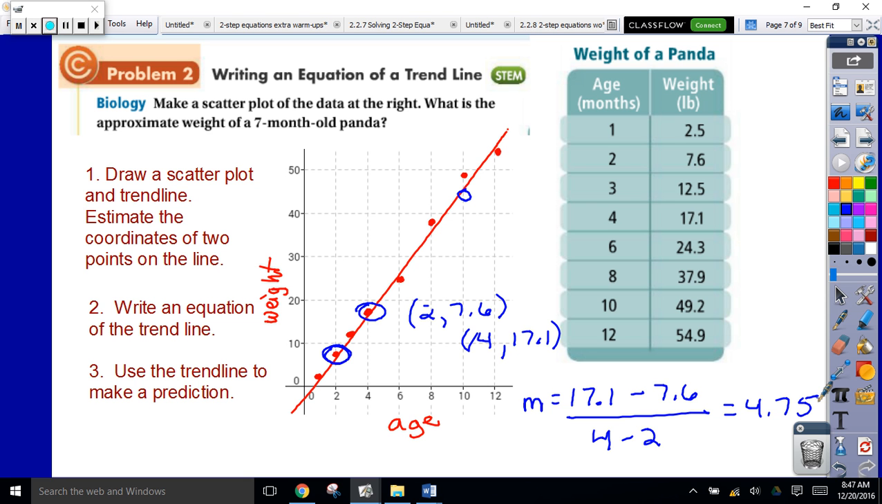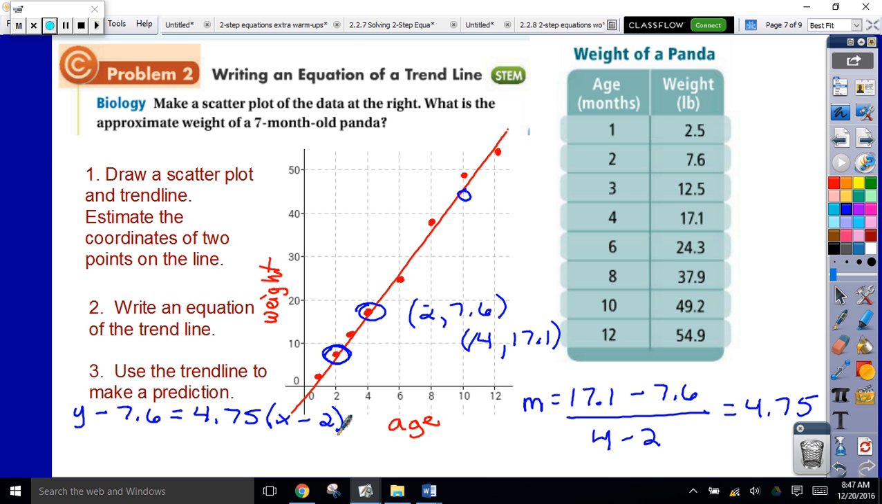What form of an equation would be best to use to start with writing my equation? Sophia? Point slope. So I'm going to pick one of these points. I'm going to use the first point. So my equation would be y minus 7.6 equals 4.75 times x minus 2.